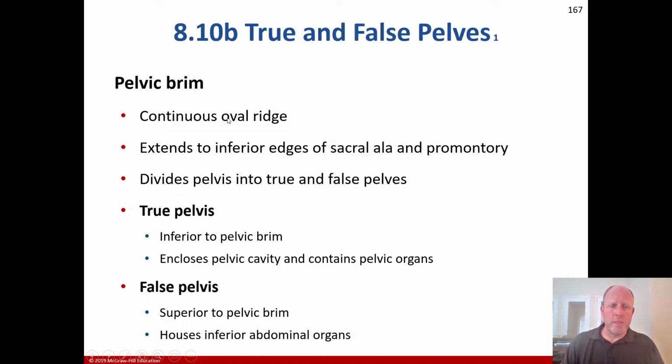Pelvic brim is the continuous oval ridge of the pelvis. It extends to the inferior edges of the sacral ala and the promontory, or the promontory process, some refer to it as, and divides the pelvis into true and false pelvis. The true pelvis is inferior to the pelvic brim. It encloses the pelvic cavity and contains the pelvic organs. The false pelvis is superior to the pelvic brim and houses the inferior abdominal organs.